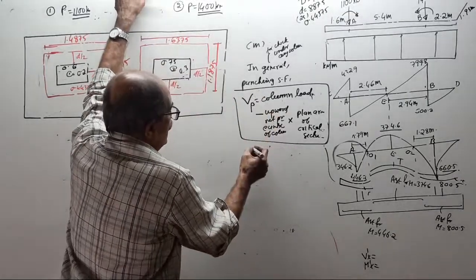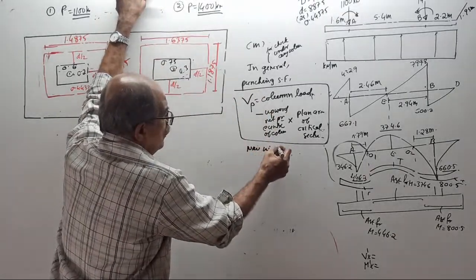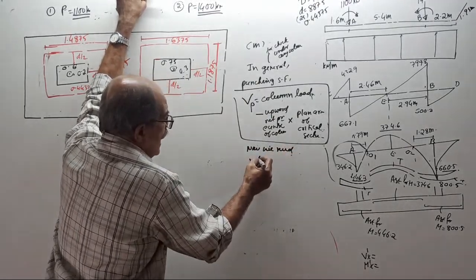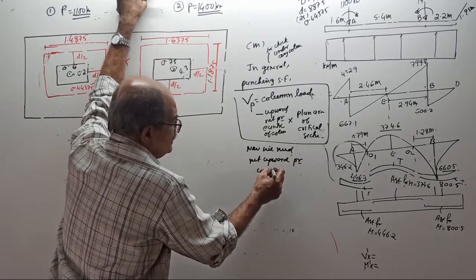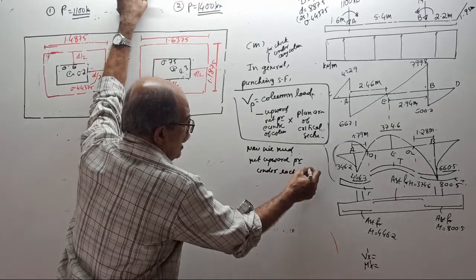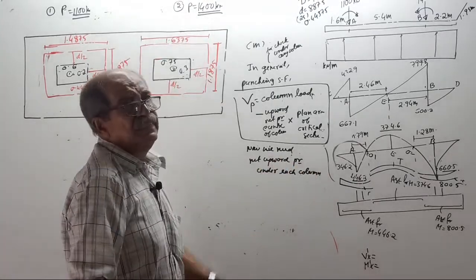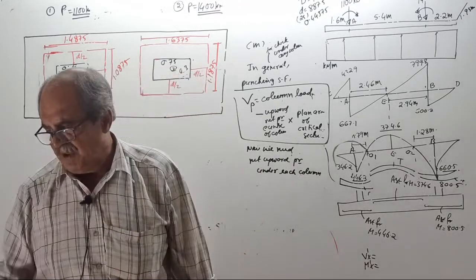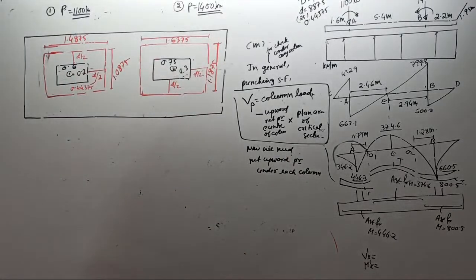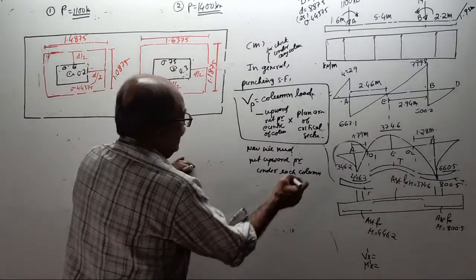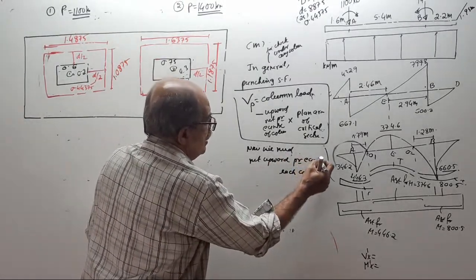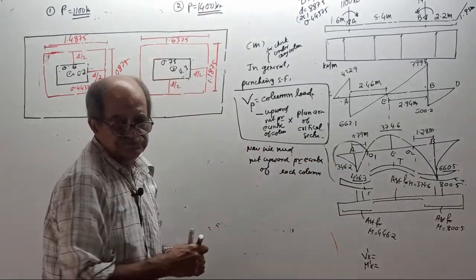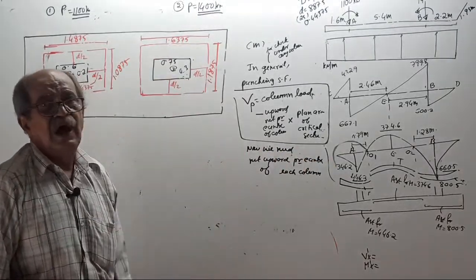Now, tell me. Now, we need what? We need net upward pressure under each column. Yes or no? Under each column, we require net upward pressure at the center of each column. Yes. Tell how to get it now.